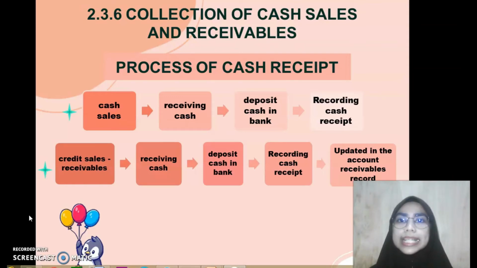The first one is cash sales. The company sells the goods for cash, so it receives the cash, deposits the cash in the bank, and records the cash receipt. The second one is credit sales or receivables. The company sells the goods on credit. The receivable pays for the goods, the company receives cash, deposits cash in the bank, records the cash receipt, and updates the accounts receivable record, which will reduce the amount of accounts receivable.